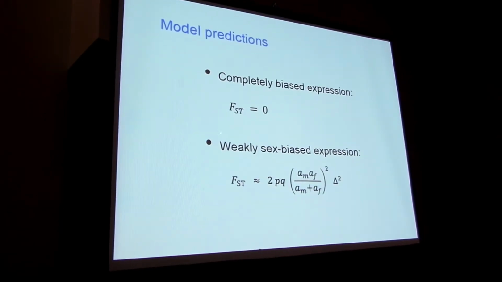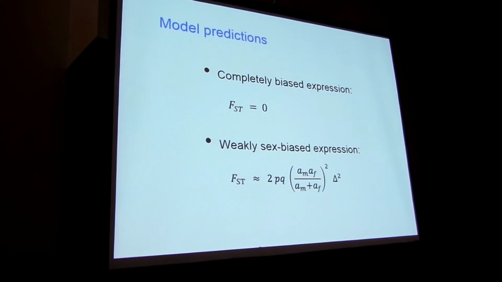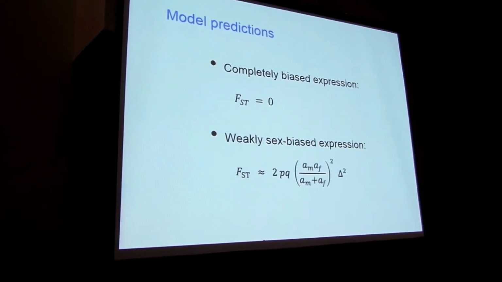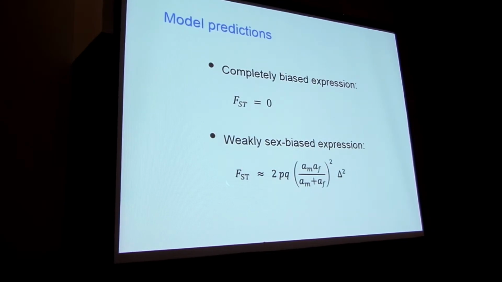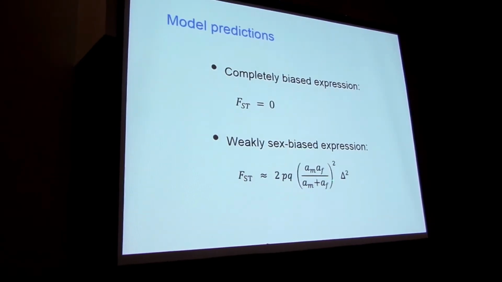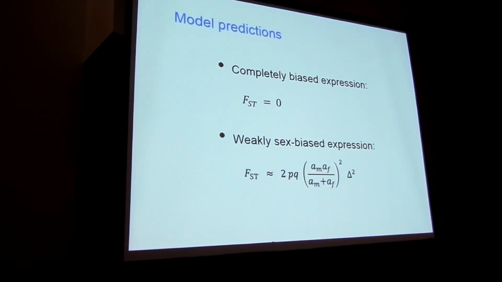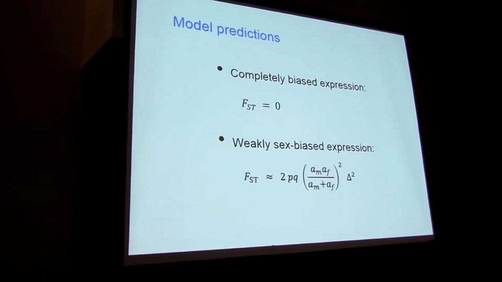You make the predictions that FST will be 0 when the gene is expressed only in females or only in males. And secondly, for weakly sex-biased expression, you get something looking like that. Critically, delta is our symbol for the amount of sex bias, and FST increases quadratically as you move away from 0. So that's the algebra.